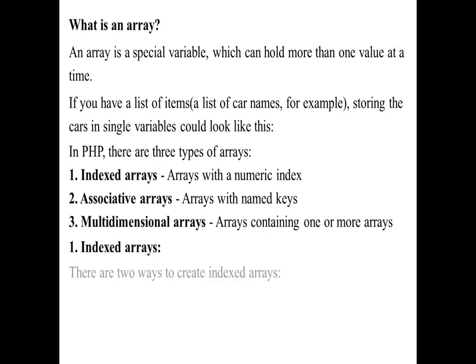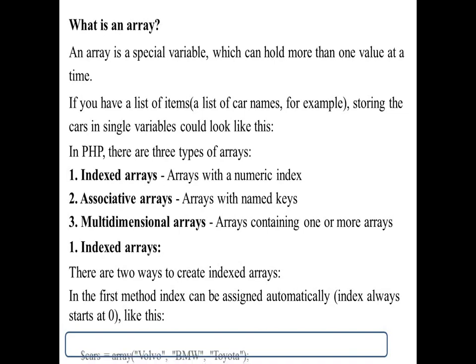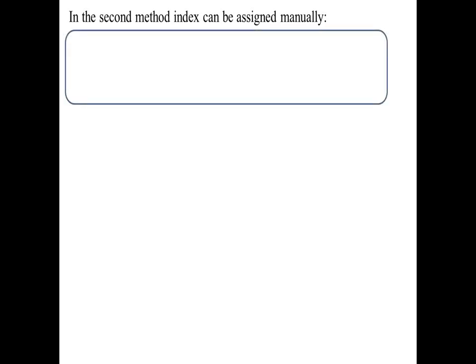The first one is the indexed array. There are two ways to create an indexed array. In the first method, the index is assigned automatically, and it always starts with 0, like this: $cars equal to array Volvo, BMW and Toyota. The second method assigns the index values manually, like this: $cars[0] is Volvo, $cars[1] is BMW and $cars[2] is Toyota.